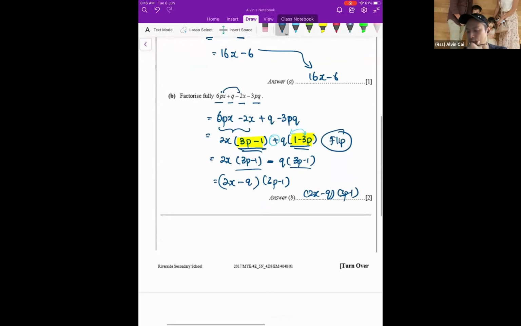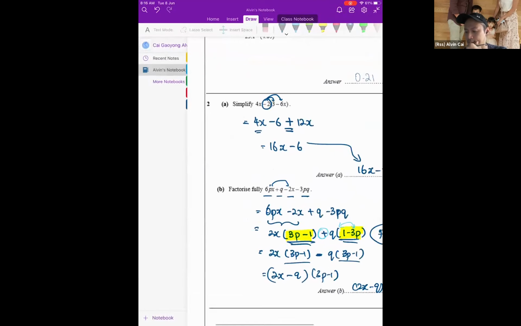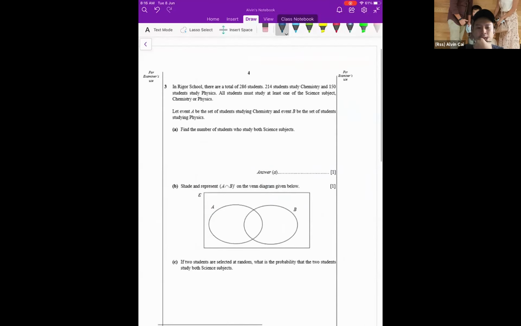All right, so I move on, quick one. Okay, so this is for the first page. Second page. Okay, set language.